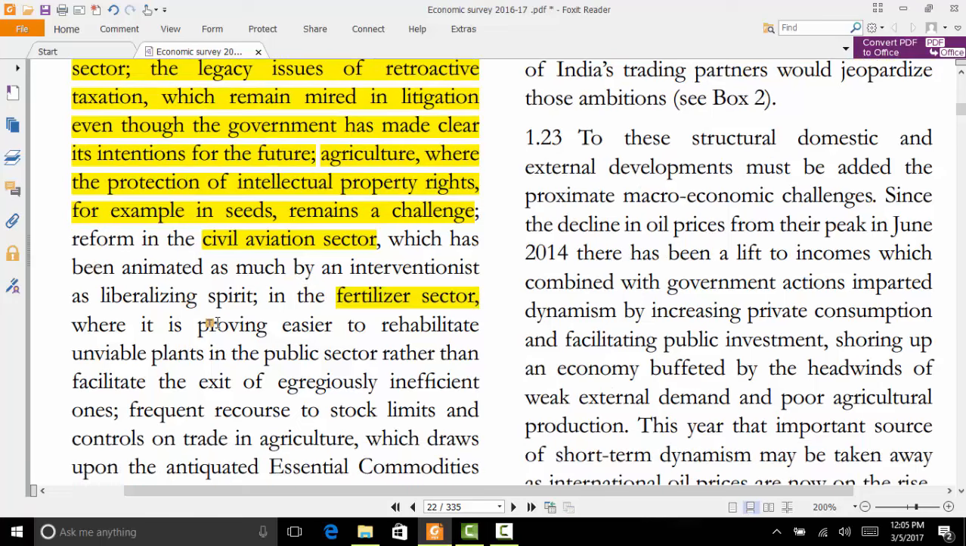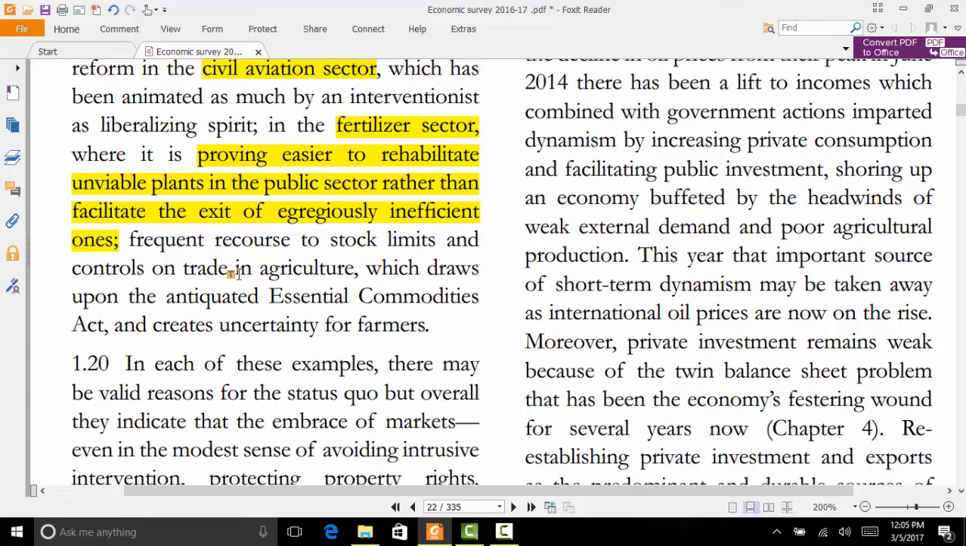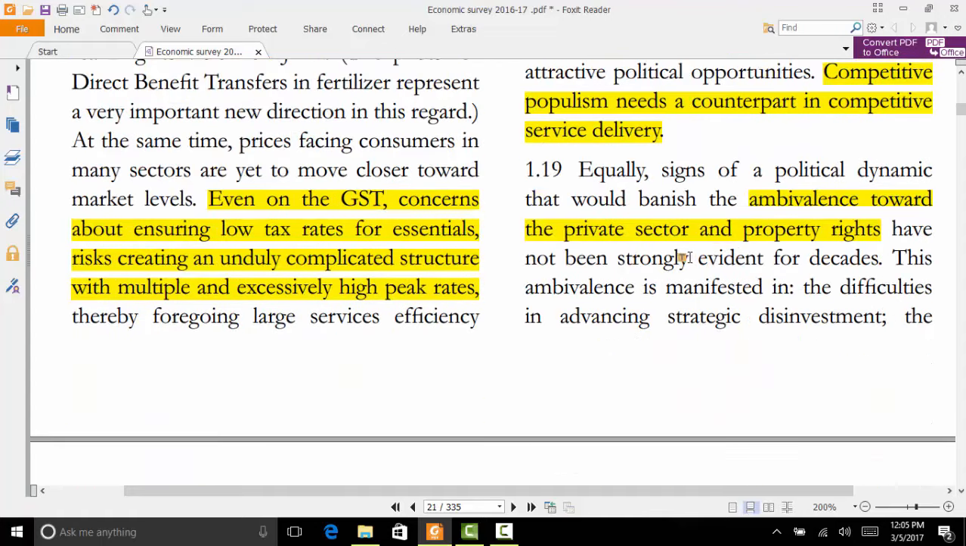In the fertilizer sector, it is the same thing. The government still feels it is beneficial to rehabilitate unviable plants in the public sector rather than privatizing them or paving the way for exiting them. In the same way with the APMCs, the government is still not looking to liberalize them, nor are the various state governments, despite knowing this is creating troubles for the farmers. So these are the various points regarding this ambivalence towards the private sector.